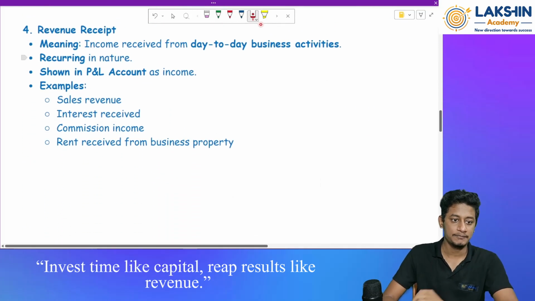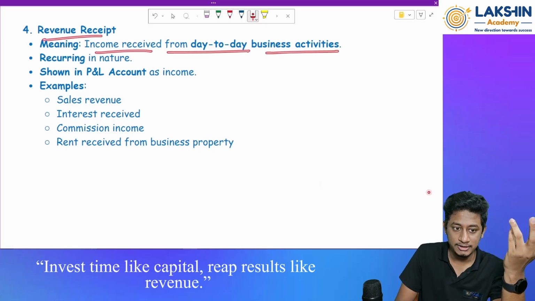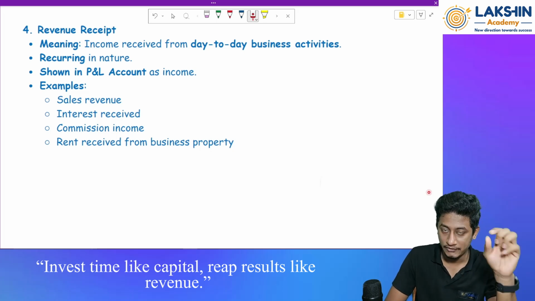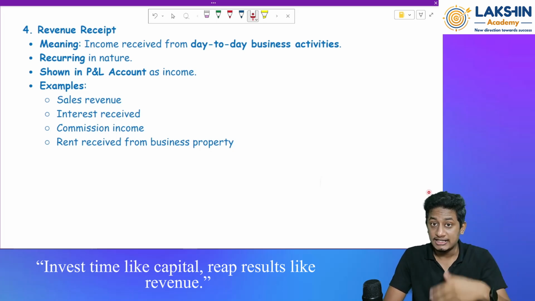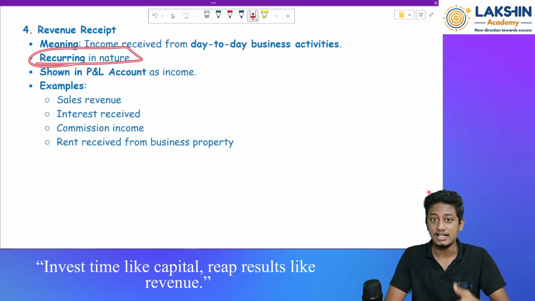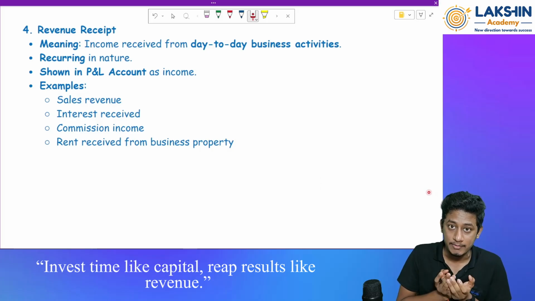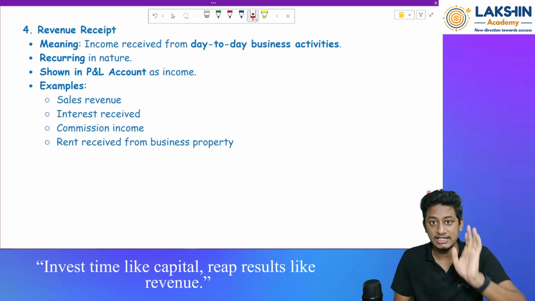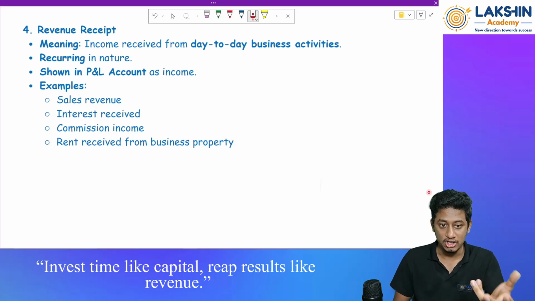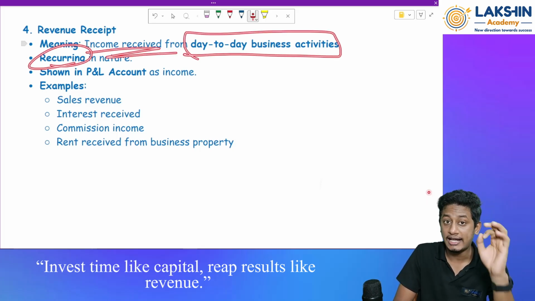Okay, the last one, revenue receipt. It means income received from the day-to-day business operations. Example, sales revenue. Will I do the sales only once? No. Sales is a recurring activity. On a daily basis I go on doing sales, because sales is the main revenue I am earning in the business. If I do only one sale in a financial year, will my business survive? No, obviously not. So sales is a day-to-day business activity and it is recurring in nature.